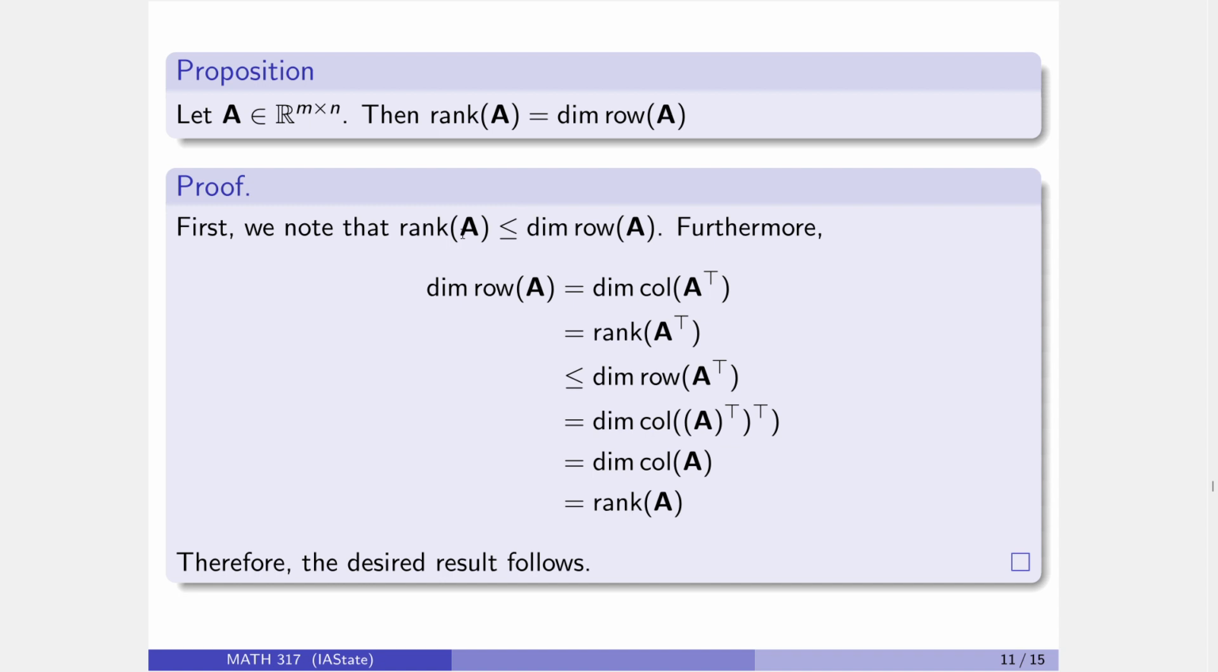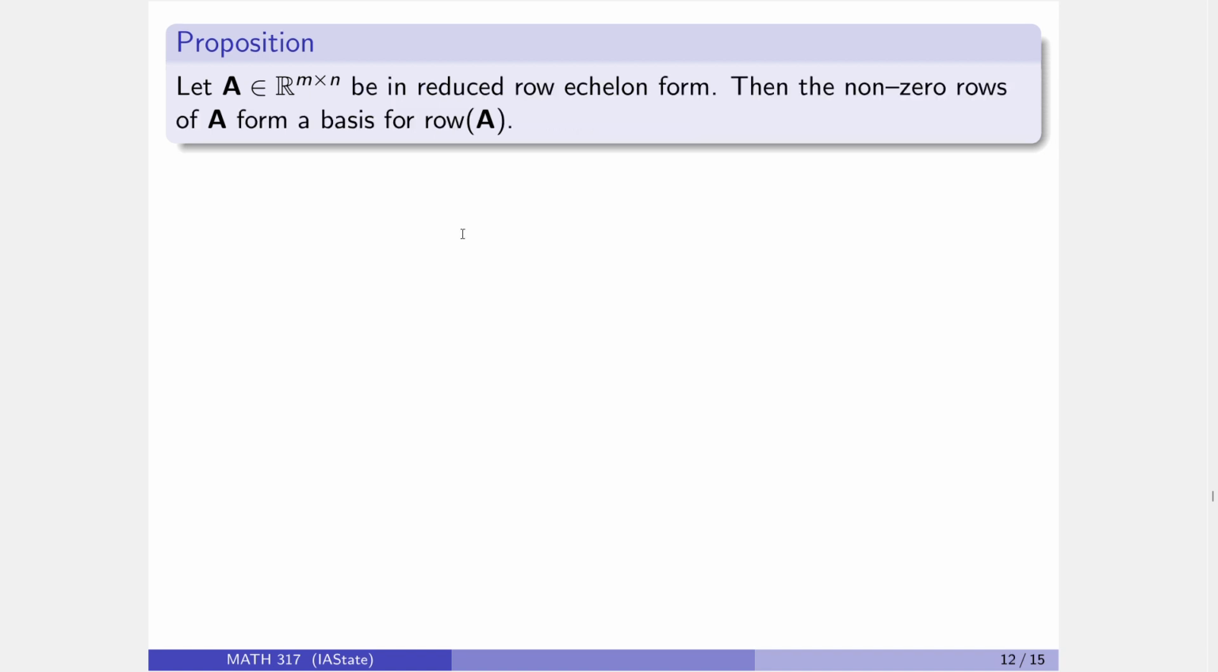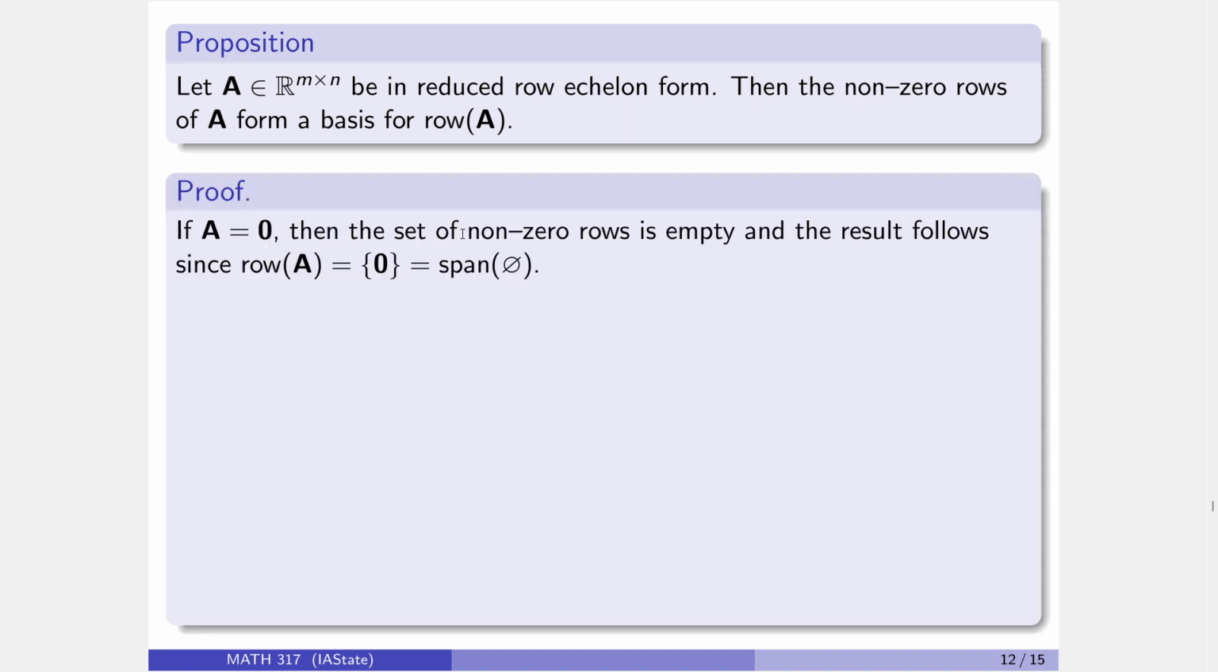Alright, so now we've got rank is equal to the dimension of its row space, so the only thing to prove now is that in the reduced row echelon form, the dimension of the row space is something that's easily detected. It turns out that if you are in reduced row echelon form, your non-zero rows have to be a basis. So the dimension is the number of non-zero rows, which means the rank of your matrix is the number of non-zero rows in reduced row echelon form. Okay, so if your matrix is the zero matrix, which does count, then the non-zero rows are empty, and there you go. It's a basis.